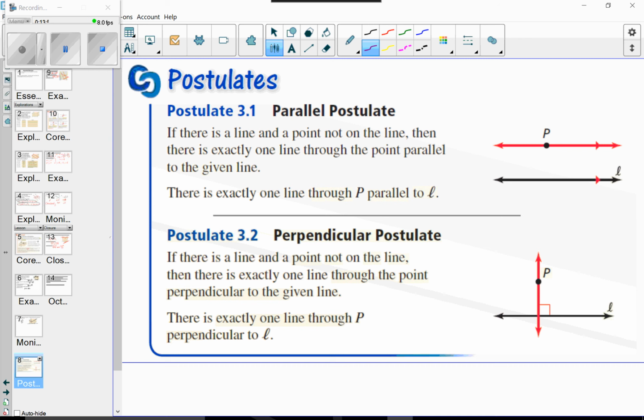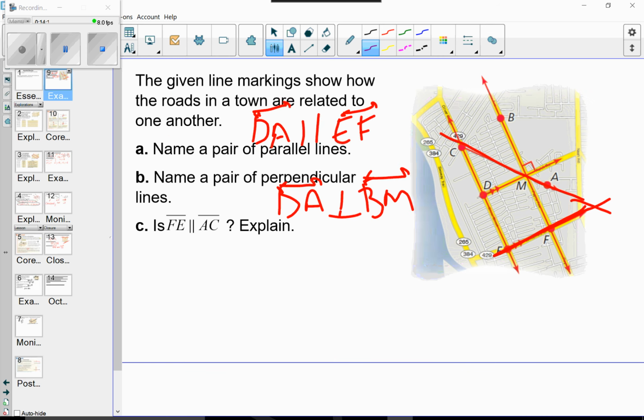We have actually postulates. Parallel postulate and perpendicular postulate. So again, there's exactly one line through P that is parallel to L. And then for perpendicular, there is exactly one line through P that is perpendicular to L. So again, that's called the parallel postulate and the perpendicular postulate.